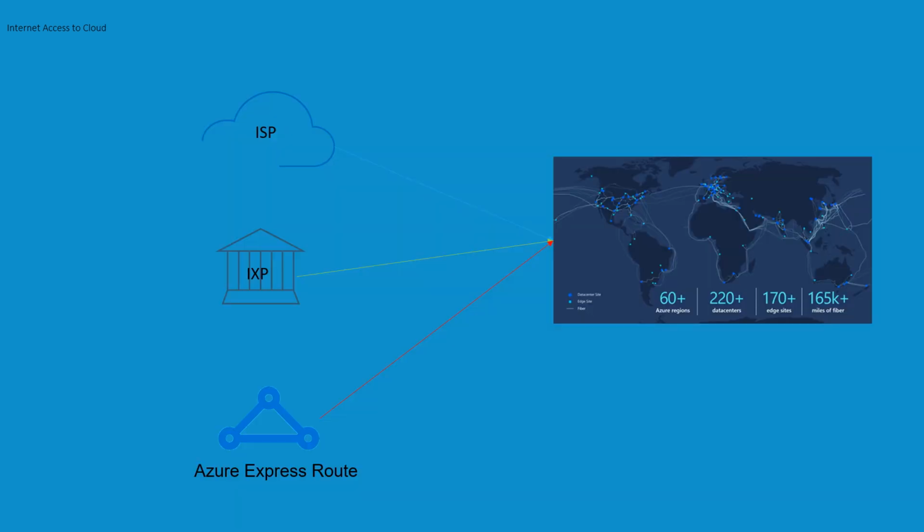As a customer, you have these three options while accessing services on Azure. You can go for the normal internet connection, which comes from the ISP and gives you access to the cloud. Second, you can go for IXP, which is the internet hub, and through that you get a connectivity option to the cloud. And the third option is going to be a dedicated circuit to the cloud.